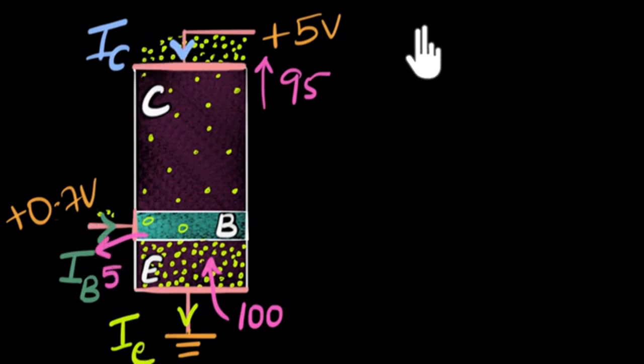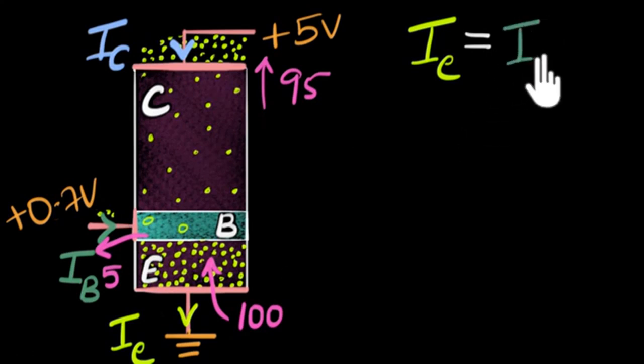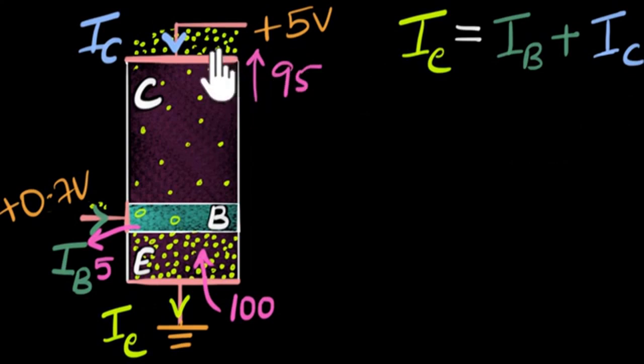The connection between the three currents is that IE, the emitter current, will be equal to the base current, which we'll show using green, plus the collector current over here. And you can also see it directly by looking at the direction of the currents. You can see that IC and IB are entering the transistor, and that total current entering the transistor should be equal to the current that's exiting the transistor. IE is the one that's exiting. However you want to do it, this is the connection between the currents.